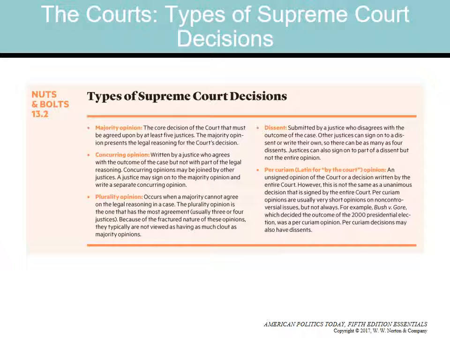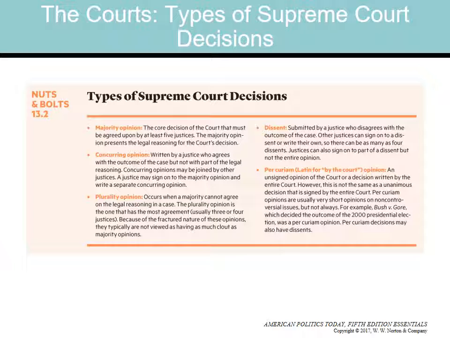Now, there's different kinds of decisions that come down from the Supreme Court. Majority opinions are court decisions that must be agreed upon by at least 5 justices. The majority opinion represents the legal reasoning of the court's decision.